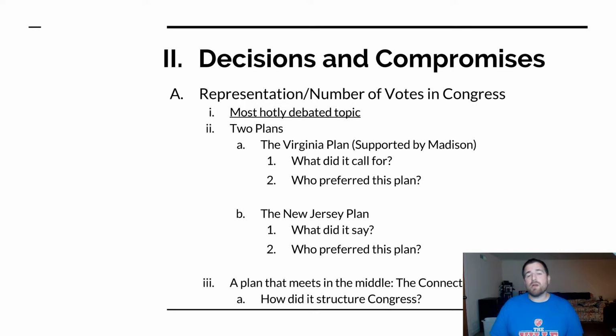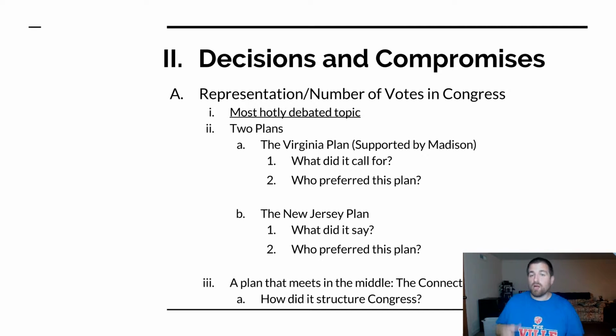The first is known as the Virginia Plan, and this was actually supported by James Madison. So what does the Virginia Plan call for? Well, the first thing that the Virginia Plan calls for is a stronger federal government, as I've hit on several times now. And it also calls for a Congress where representation is decided by the size of your population.